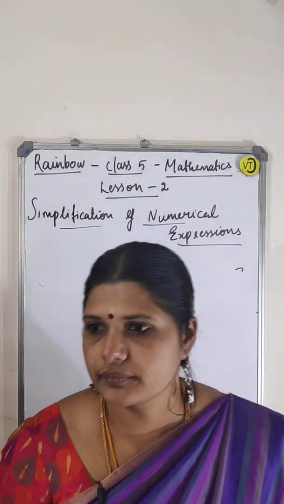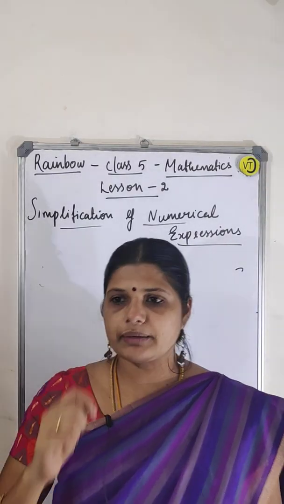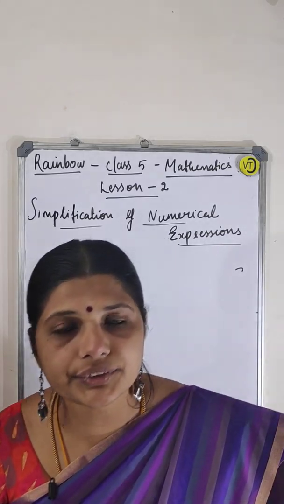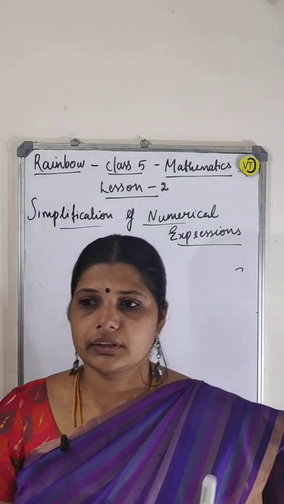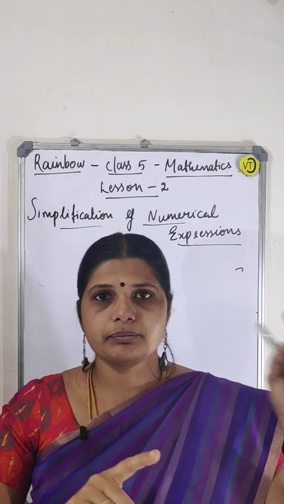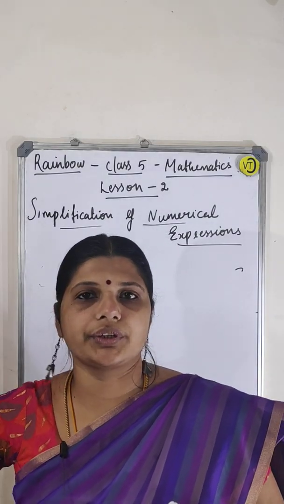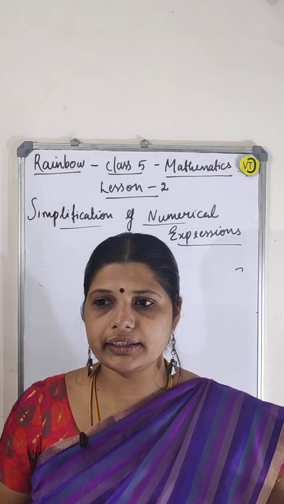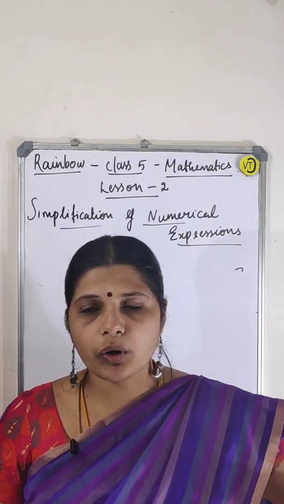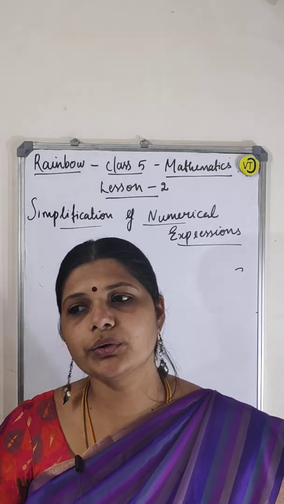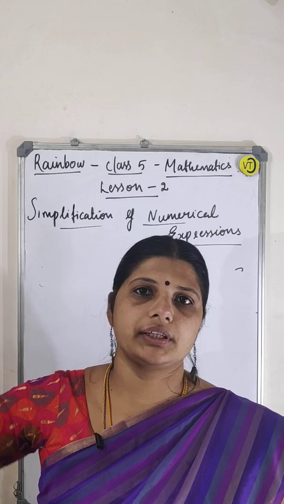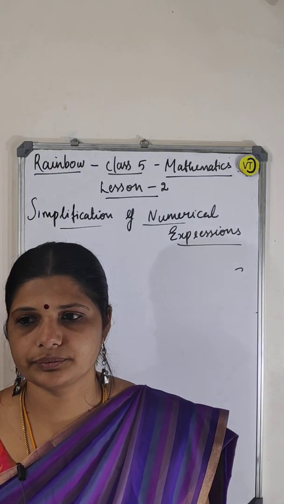Okay. Next one is sum of difference between 18 and 4 and the product of 9 and 3. How do you do it? So 18 minus 4 plus 9 into 3. This way you can do it.